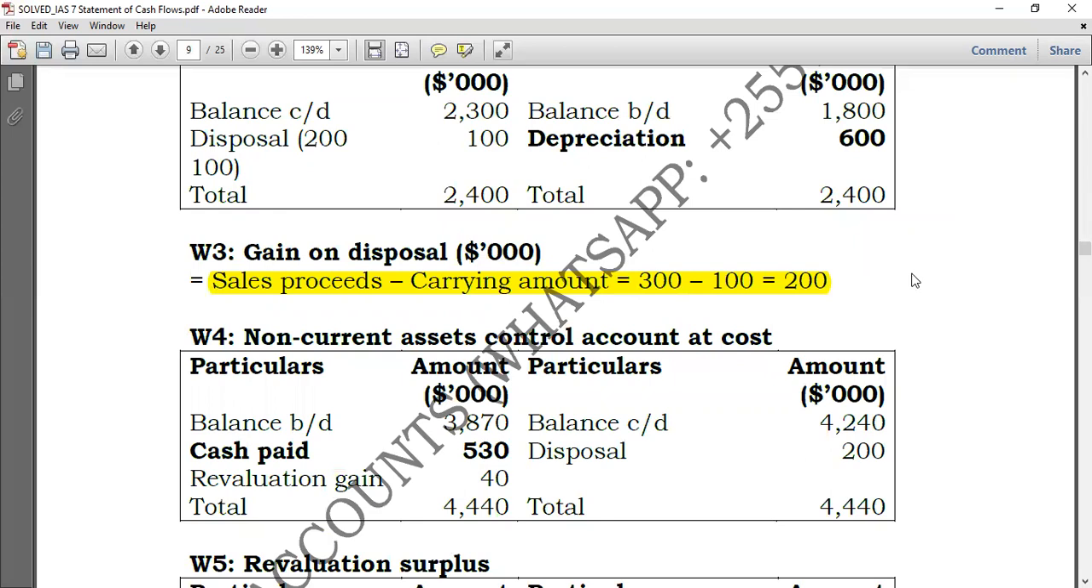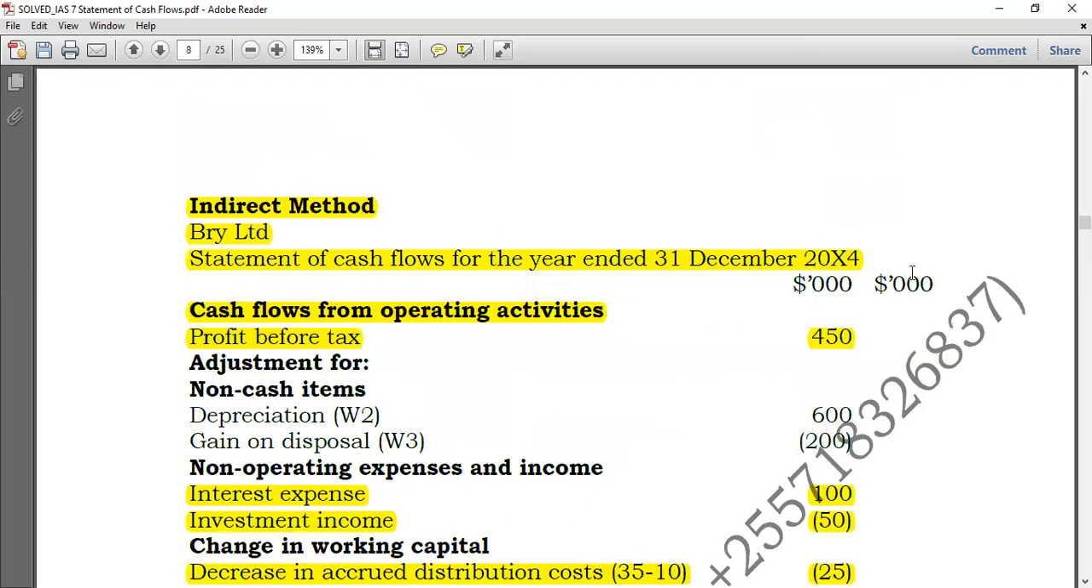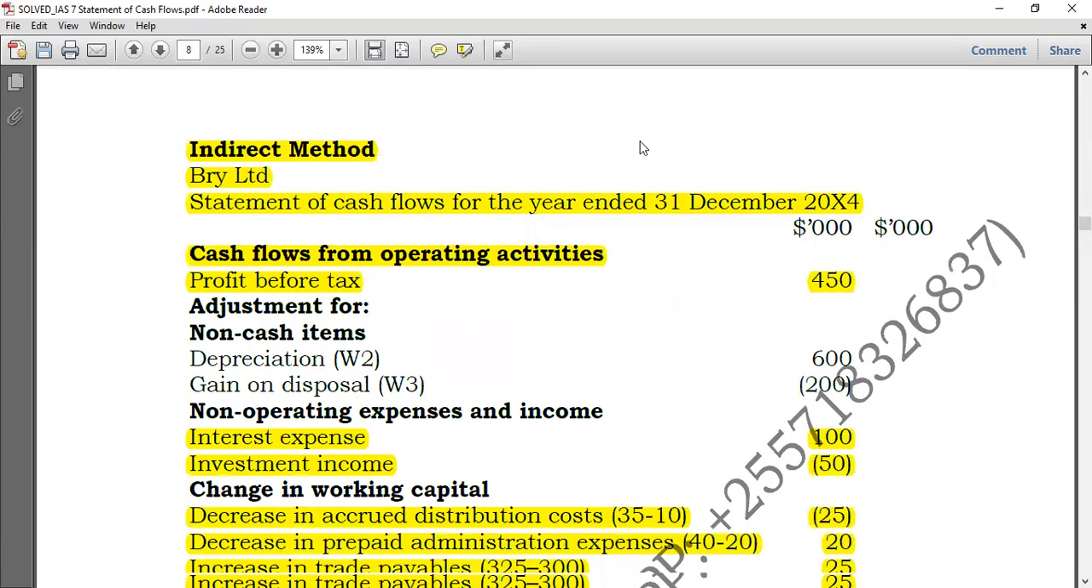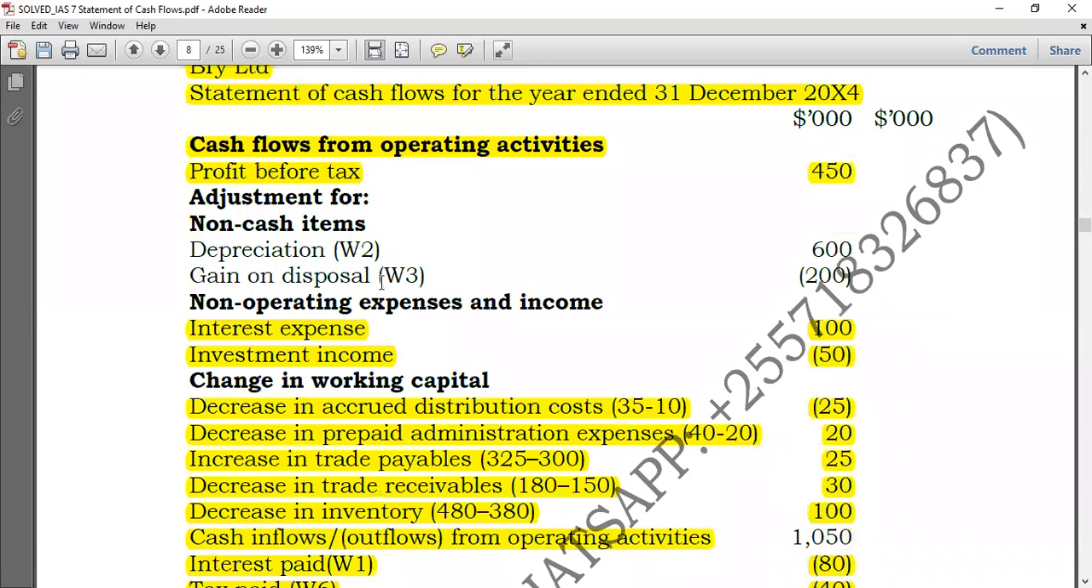Gain on disposal equals 200 and it increased profit. So I come and write it here, gain on disposal, and reduce that 200. As I told you, if you reduce something, you have to take it to the control account. Where is a control account located? Statement of financial position usually. So if you go to the statement of financial position, you won't find the word gain on disposal.